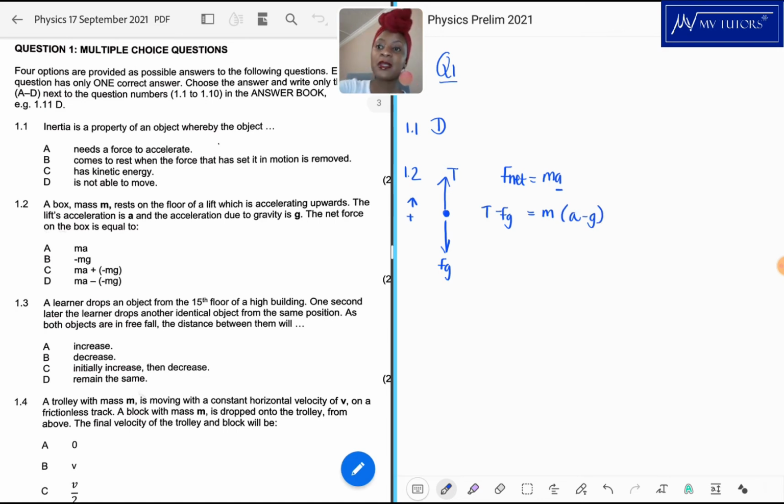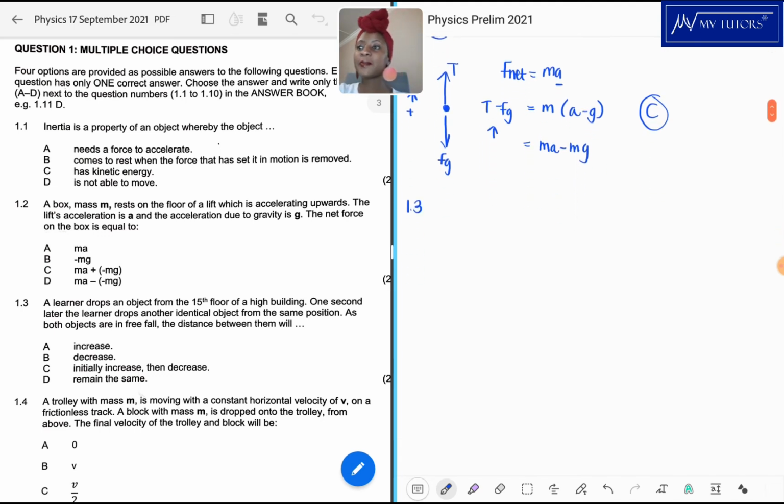So ultimately if I multiply this out, I will get MA minus mg, and this is just my resultant force. If I look at the options available, definitely not A, definitely not B. C, yes. D, no. So let me just circle what we have. We're going to go with C.